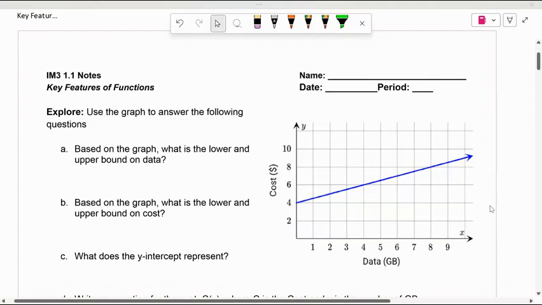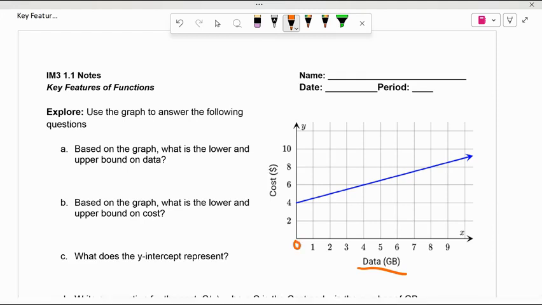See what we can do. So 1.1 notes, key features of functions. Based on the graph, what is the lower and upper bound on data? So we're talking about the gigabytes there. Well, what's the lowest x value that we have? Well, it's at 0. And then, well, this keeps going on forever. It doesn't have an upper bound on the x values. So we'll say infinity.